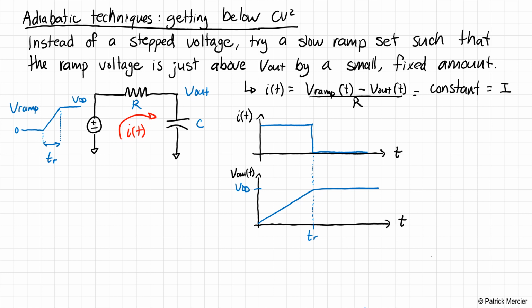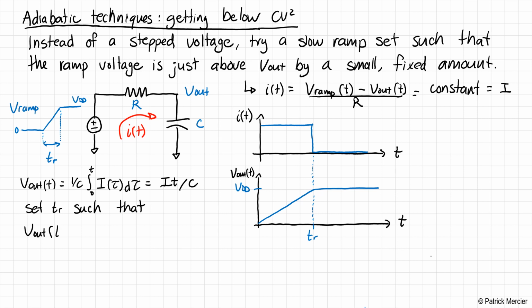So let's go ahead and write the equations here. We say that V out of t is equal to 1 over C times the integral from 0 to t of I of tau d tau. Now, because I is a constant, we can say that this is equal to I t over C. Okay, so we set t sub r such that V out at t sub r is equal to VDD, which is equal to I t_r over C. So in other words, we want to set I to be equal to C times VDD over t_r.